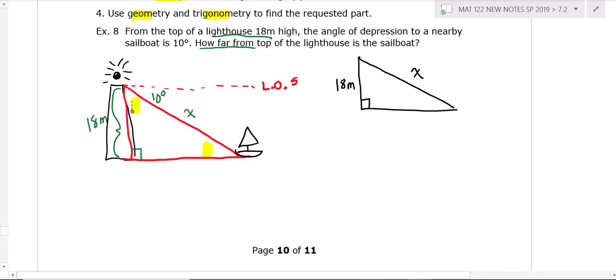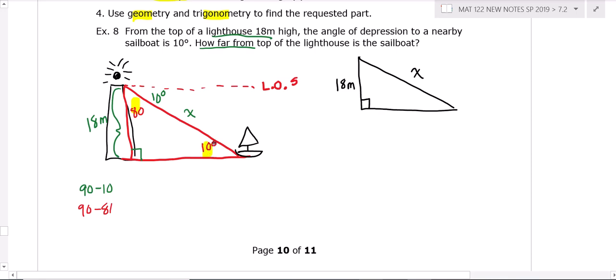One thing you could do is this angle right here would just be 90 minus 10. So that angle right there would be 80. Okay? And then this angle, remember these two angles add up to 90. So 90 minus 80 would be 10.